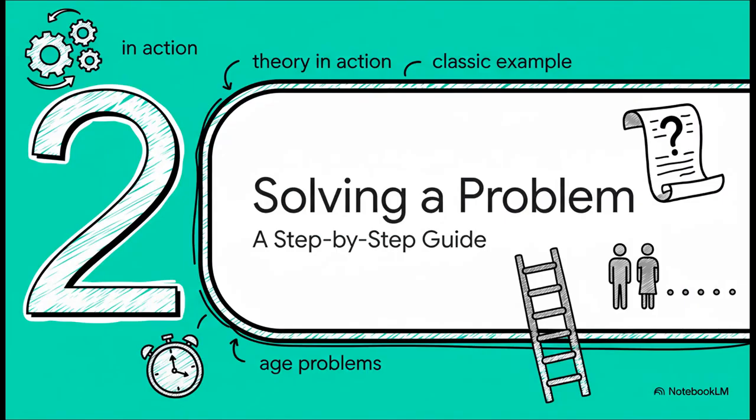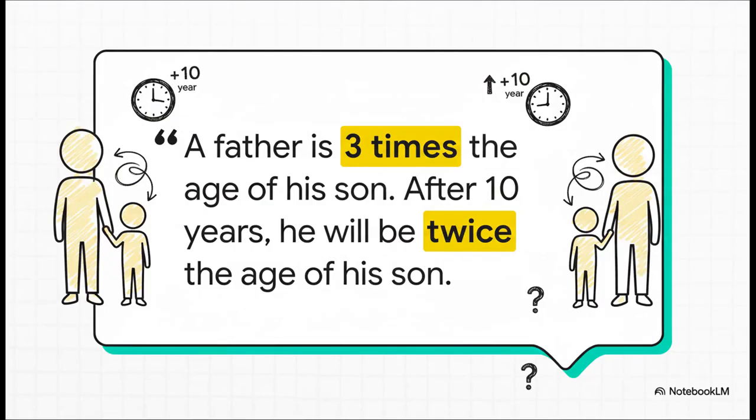Okay, theory is one thing, but the best way to learn is by doing, right? So let's put it into practice. We're going to walk through a classic example together, step by step. So here's our challenge. Right now, a father is 3 times as old as his son. But in 10 years, he'll only be twice as old as his son. The big question is, what are their ages today?